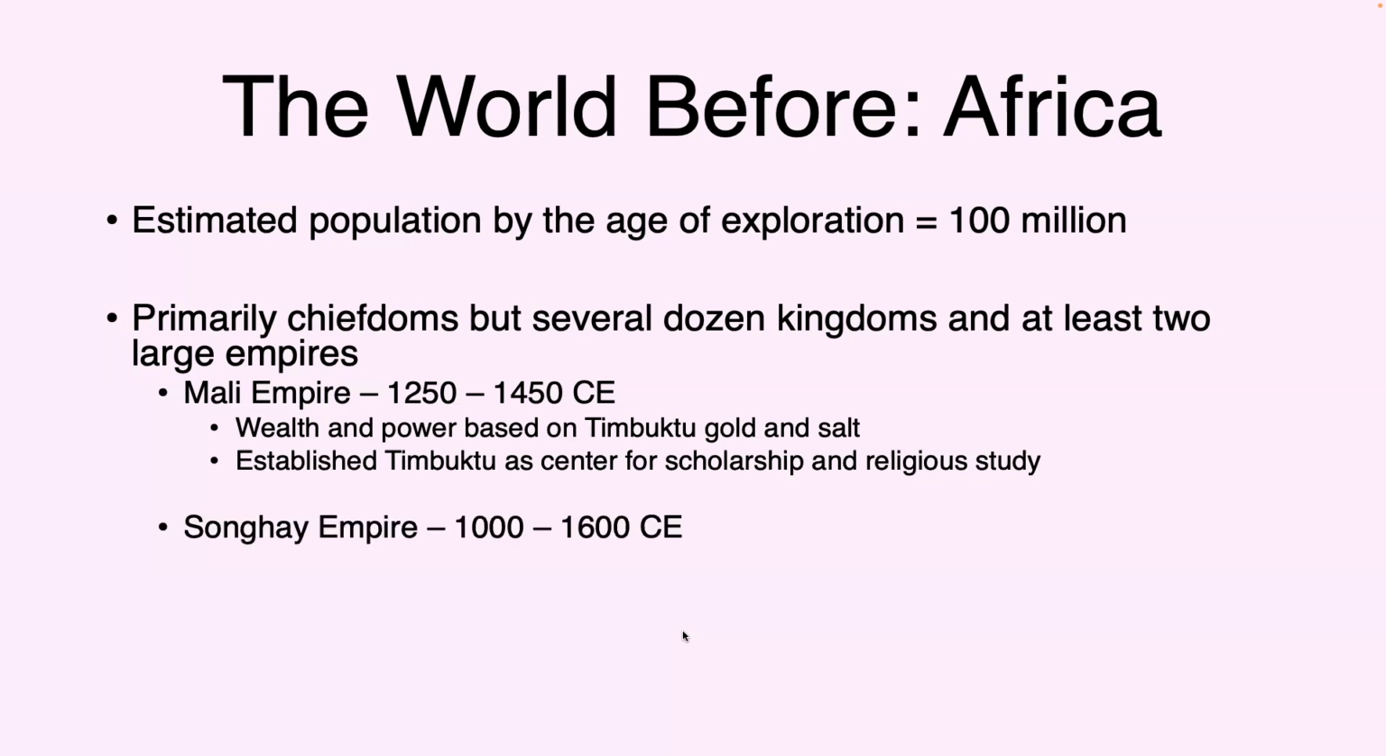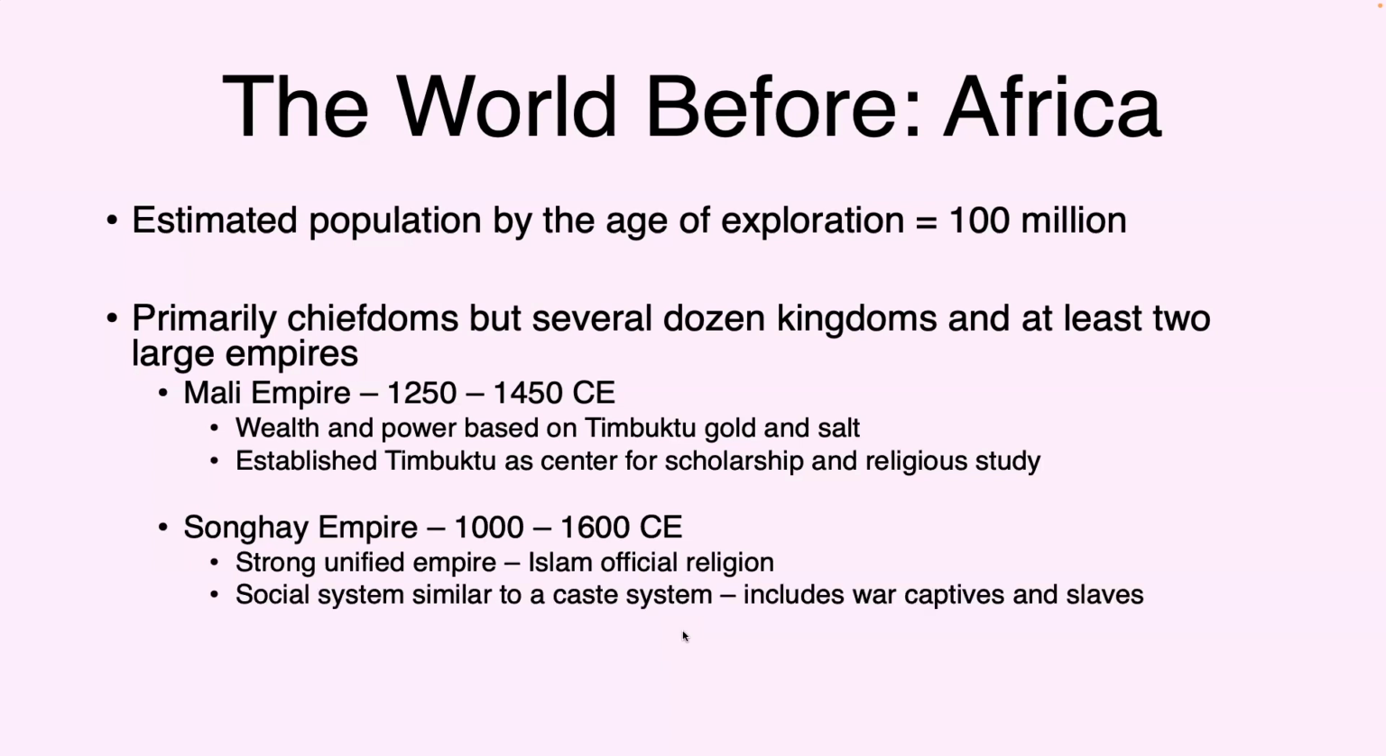Now, following the fall of the Mali Empire, we have the Songhai Empire that began in 1000, but really came to prominence after the fall of the Mali Empire in the 1400s, and continues until 1600. Now, this was a very strong, unified empire. Islam was the official religion. There was a very clear understanding that Islam ran throughout the Songhai Empire.